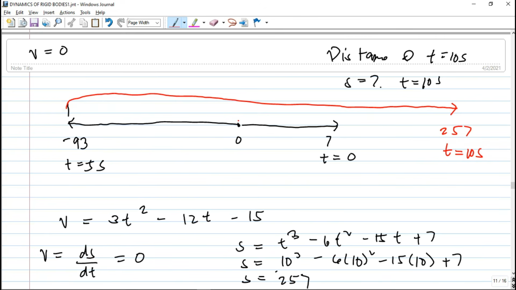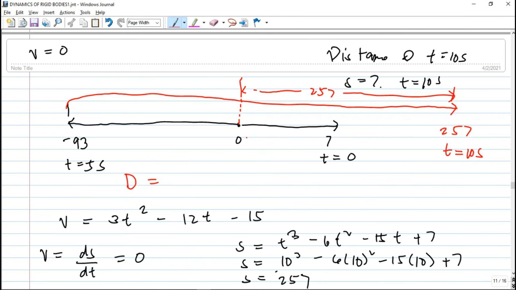257. That is from the origin. So this is 257 feet. Okay. So therefore, we can actually get the total distance or yung distance travel. So the distance travel d. Okay, d na lang guys yung variable natin.